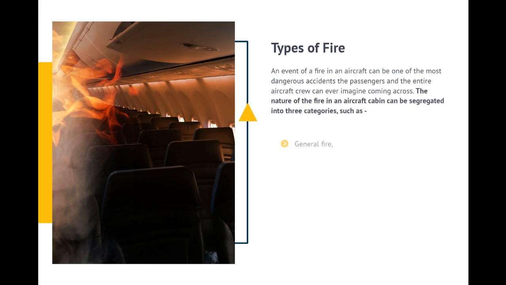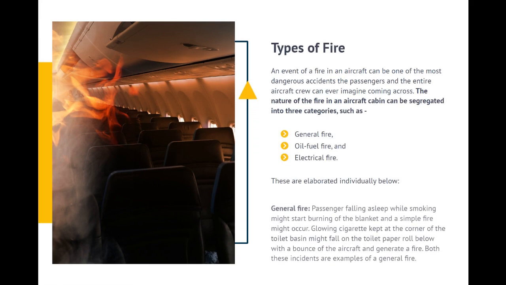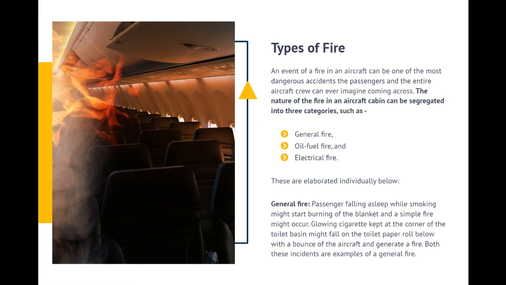Types of fire. An event of a fire in an aircraft can be one of the most dangerous accidents that passengers and the entire aircraft crew can ever imagine coming across. The nature of the fire in an aircraft cabin can be segregated into 3 categories, such as general fire, oil fuel fire, and electrical fire. These are elaborated individually below.